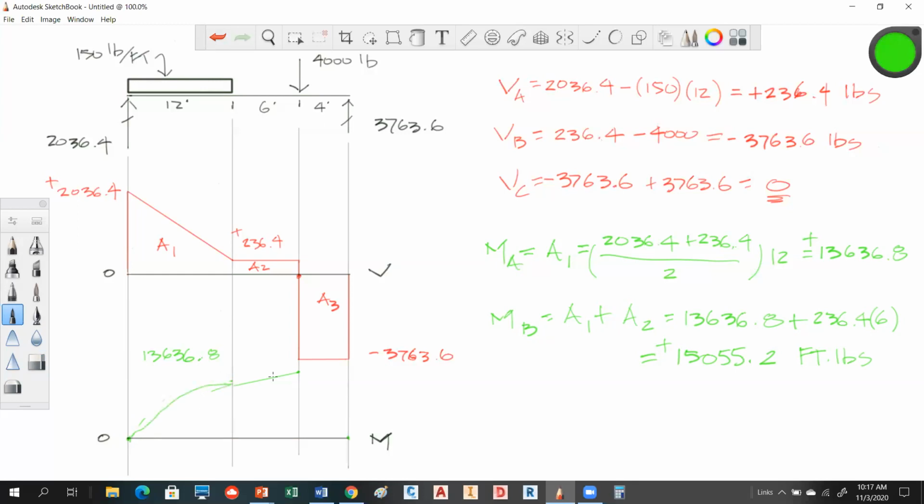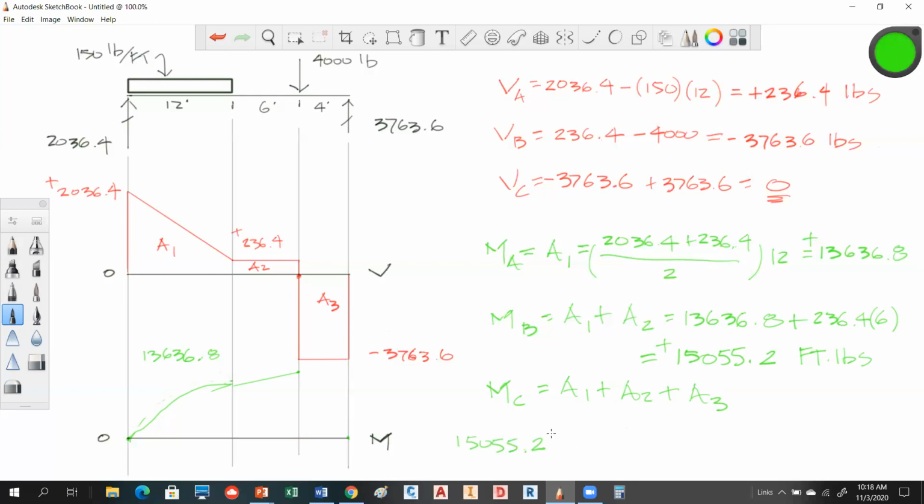Anyway, that's supposed to be a parabola. So then we have the last moment, the moment at C, has to be 0. So that's essentially the moment at A1 plus area 2 plus area 3. So basically we have 15,055.2. That's the area of 1 plus the area of 2.